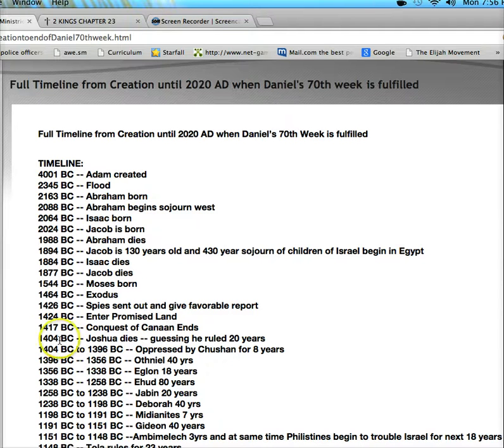So Joshua dies in 1404, is my best guess, and then you have 8 years, according to the scriptures, where Israelites are oppressed by Cushan. And then the first judge after Joshua comes on the scene, Othniel, and he kills Cushan, drives back Israel's enemies, and he rules Israel for 40 years. Then you have Eglon, another enemy, and he oppresses Israel for another 18 years. And then Ehud, who takes the dagger and stabs Eglon, delivers Israel and rules Israel for 80 years.